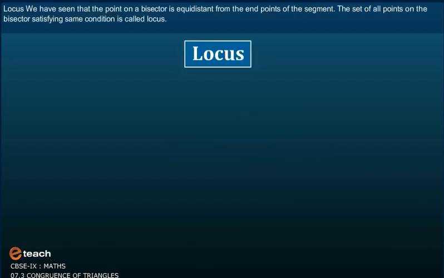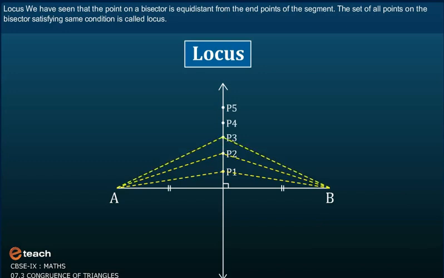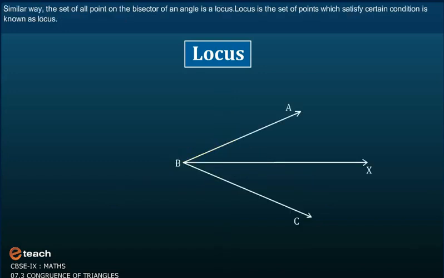Locus. We have seen that the point on the bisector is equidistant from the endpoints of the segment. The set of all points on the bisector satisfying the same condition is called locus. Similarly, the set of all points on the bisector of an angle is a locus. Locus is the set of points which satisfy a certain condition.